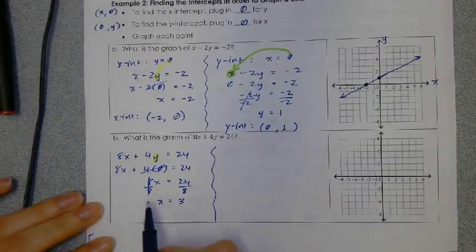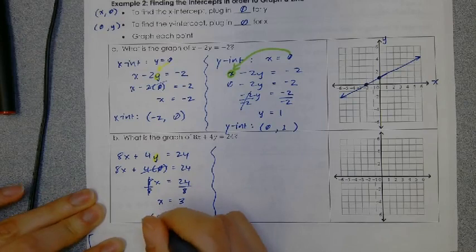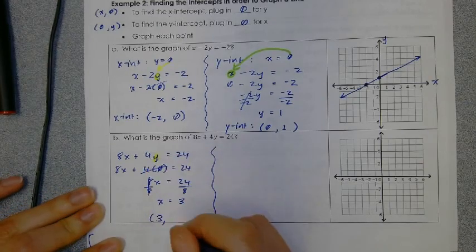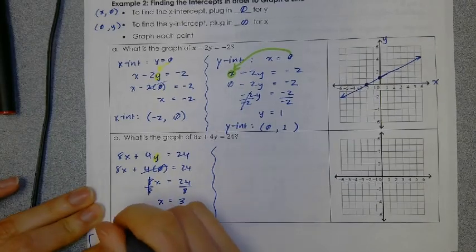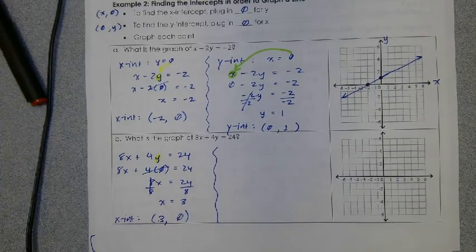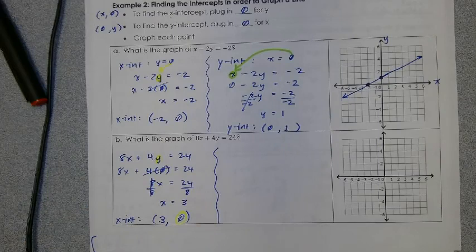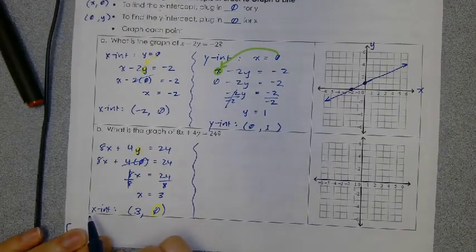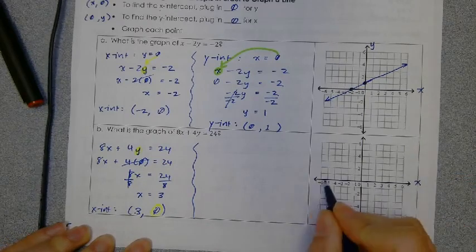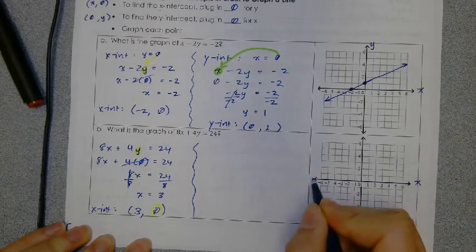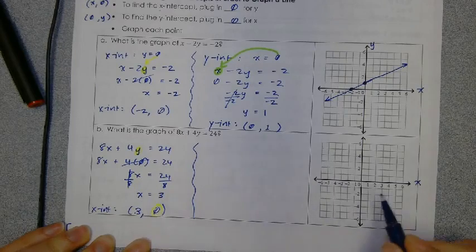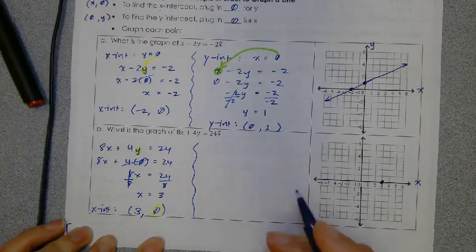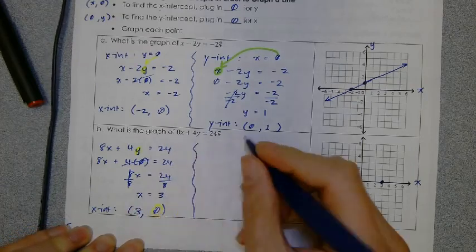Remember, this is part of a point. The x value is 3. What was my y? Always 0. So my x-intercept always will have a y that's 0. Okay. And I'm going to find that x-intercept on the x-axis. So where is x equals 3? Over here on the right.